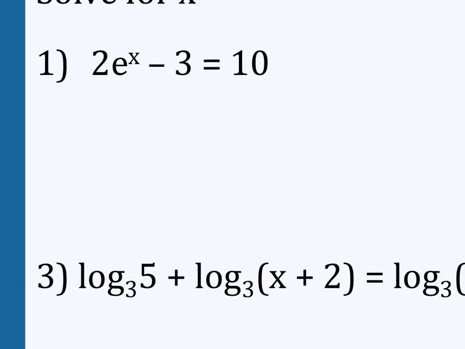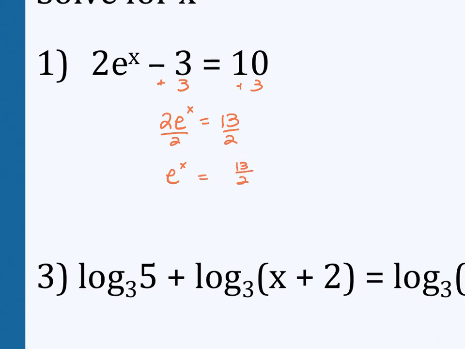I'm going to have to ln both sides once I get e on the side by itself, right? So the first thing I want to do is get e on the side by itself. So the first step there would be what? Add the 3. And then divide by 2. And I get e to the x equals 13 over 2.